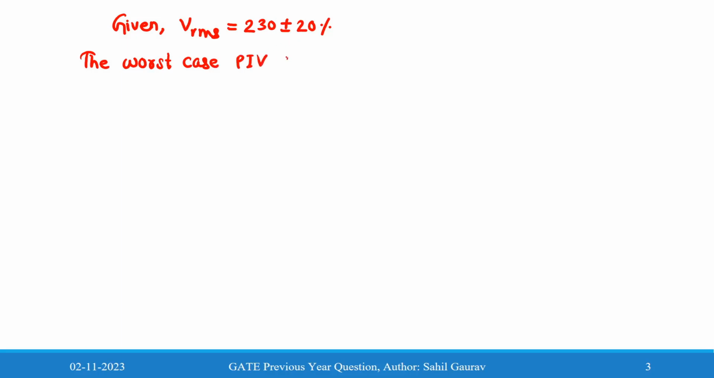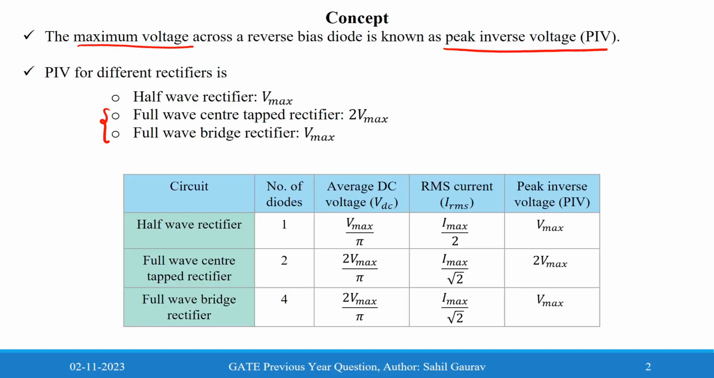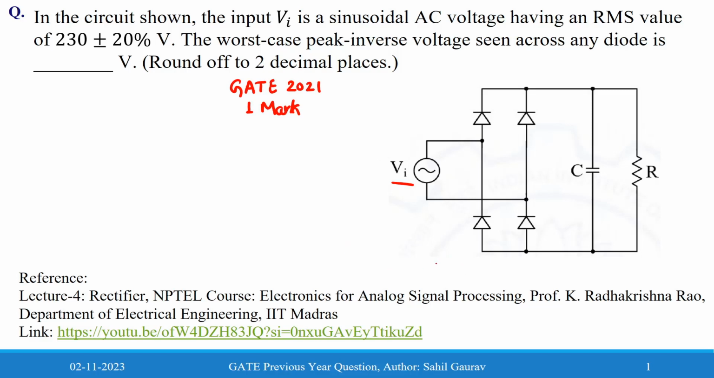In this problem, we are given the RMS voltage. VRMS is given as 230 plus minus 20%, which is the tolerance value given with this actual value. Now we have to find the worst case PIV seen across any diode. So here we can see that the given circuit is a full wave bridge rectifier.